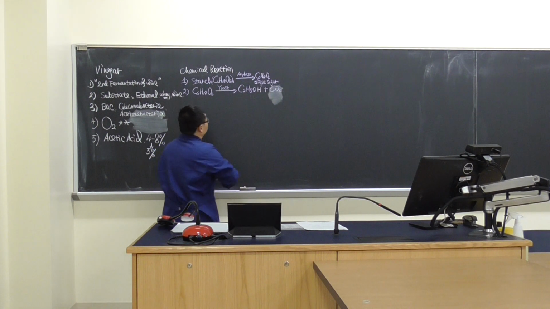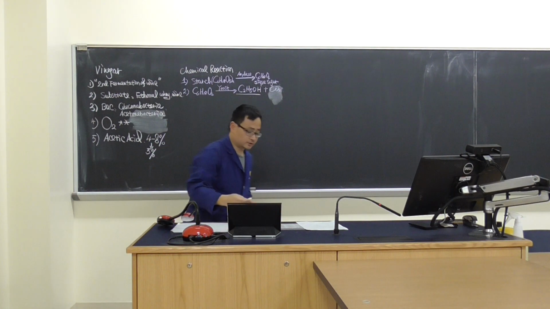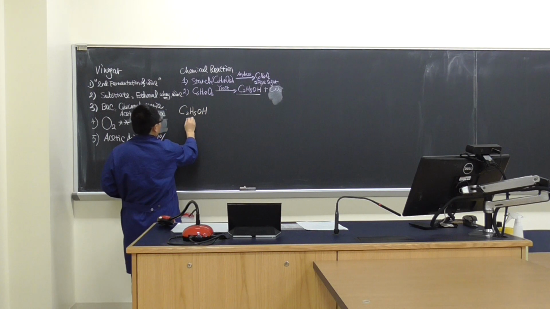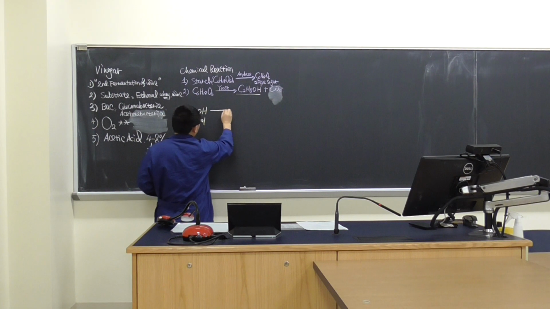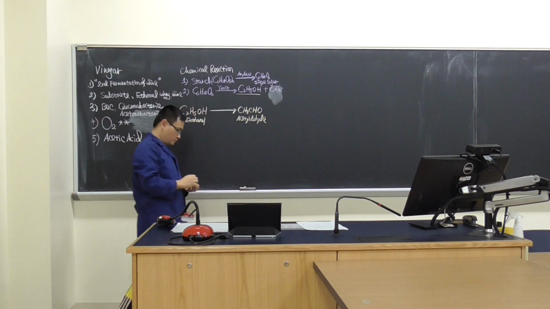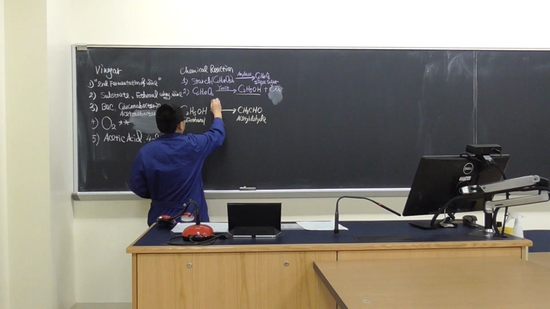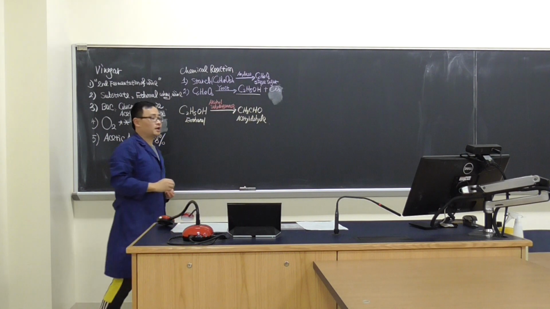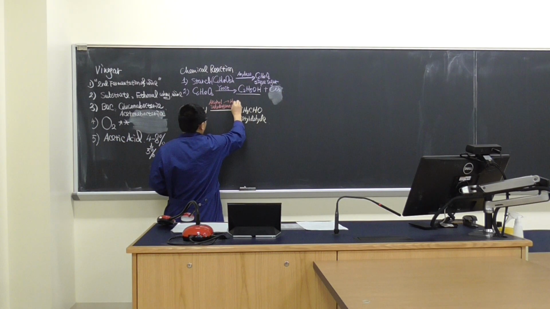Now, making vinegar all comes from here. So how does it happen? C2H5OH, yes, ethanol. First of all, this ethanol will become CH3CHO, acetaldehyde. This needs an enzyme. What is the name of the enzyme? Alcohol dehydrogenase. Whenever you see a dehydrogenase, it means they are going to take out H2.